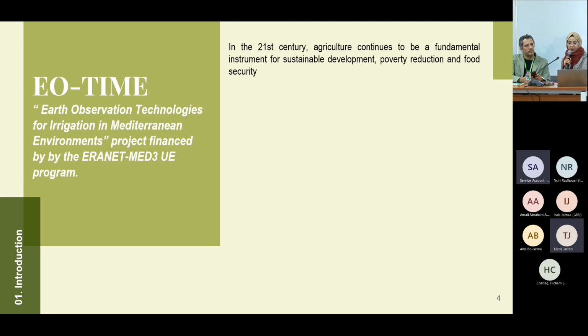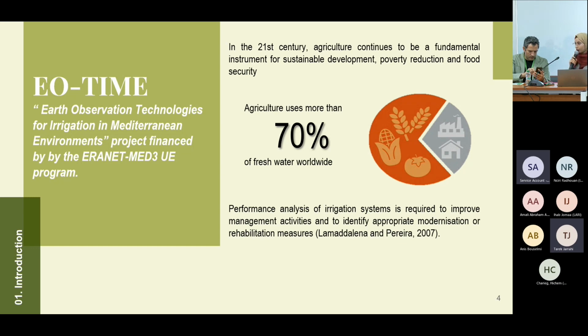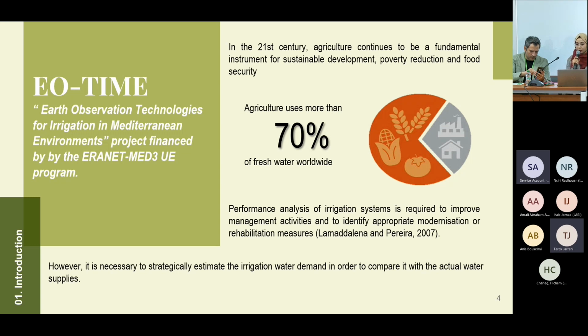And as an introduction, as you know, in the 21st century, agriculture continues to be a fundamental instrument for sustainable development, poverty reduction, and food security. However, irrigated agriculture uses more than 70% of the fresh water worldwide, which means that we have to use it efficiently and for food production. But unfortunately, this is not the case because we have some leakage and poor performance of the system. So this is why performance analysis is required to improve management activities and to identify appropriate modernization or rehabilitation measures. And to do so, we have to estimate the irrigation water requirements in order to compare them with the actual water supplies.